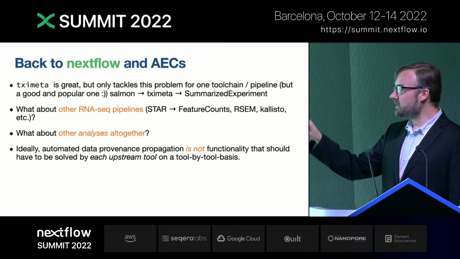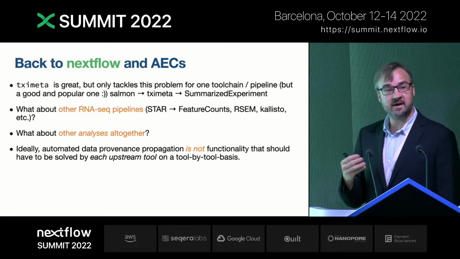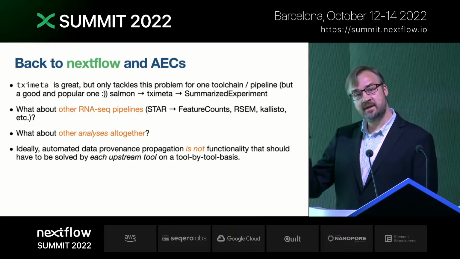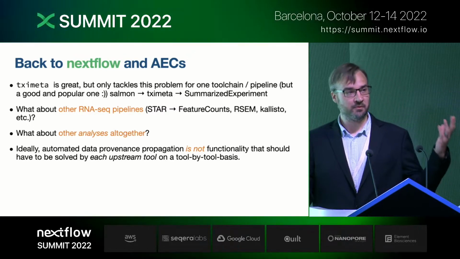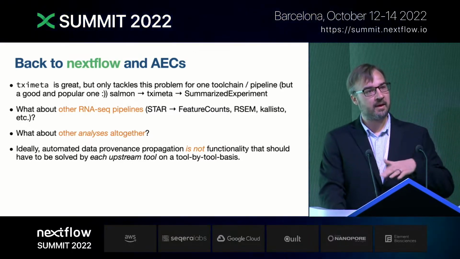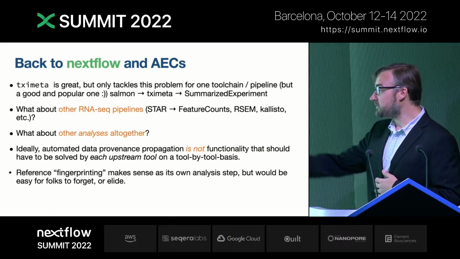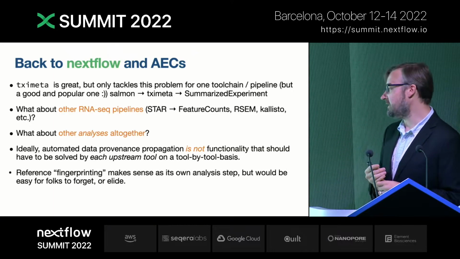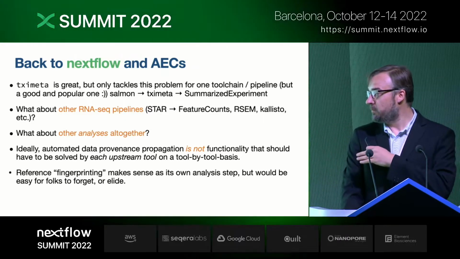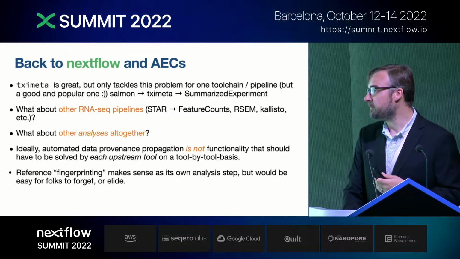So ideally, we'd like automated data provenance propagation to not be functionality that should have to be solved by each individual upstream tool on a tool-by-tool basis. We did this in Salmon because we wrote Salmon and I edited the code to do this, but we don't want to put that burden on every tool designer. Reference fingerprinting makes sense actually as its own analysis step because it would be easy to do, but it would also be easy for folks to forget or elide it, right? Like to not put that step in.